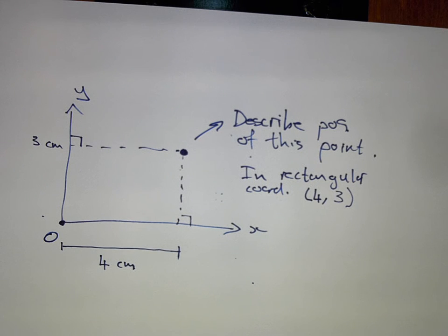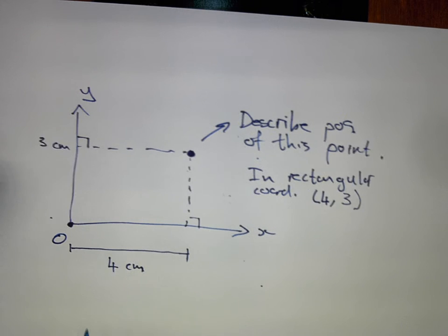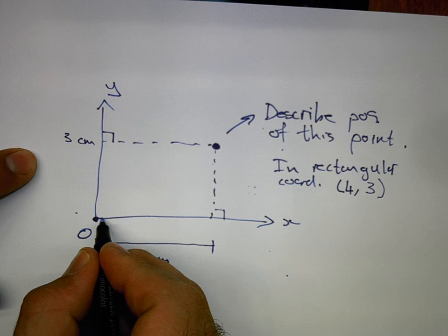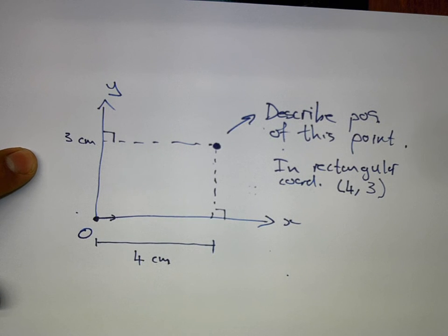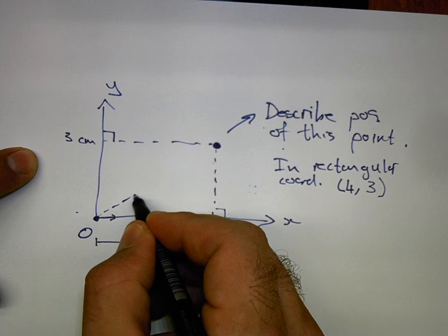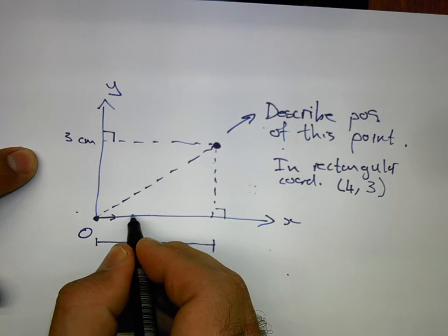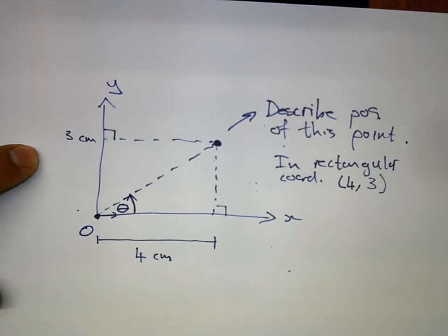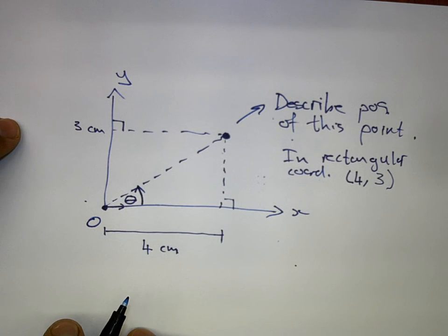That was rectangular coordinates. But we can also say, well, let's start from the positive x-axis, and we must now rotate by a certain angle. Let's call that angle theta. It's just a Greek letter. After doing physics 1, you will be proficient in Greek. For some reason, we use a lot of Greek symbols.